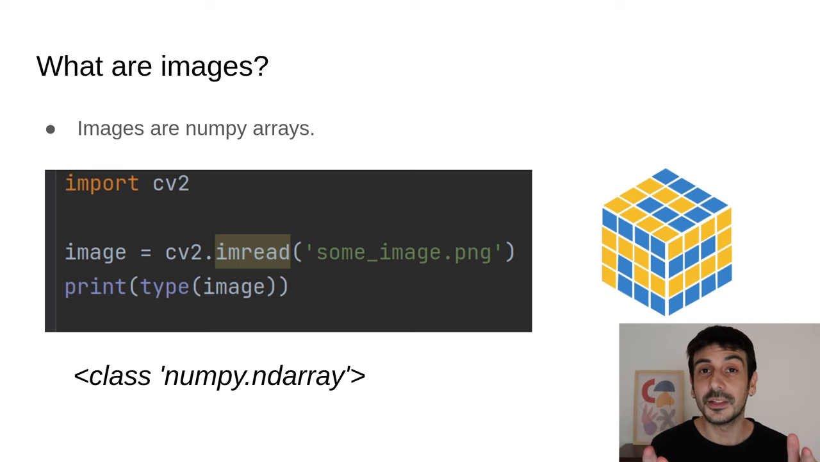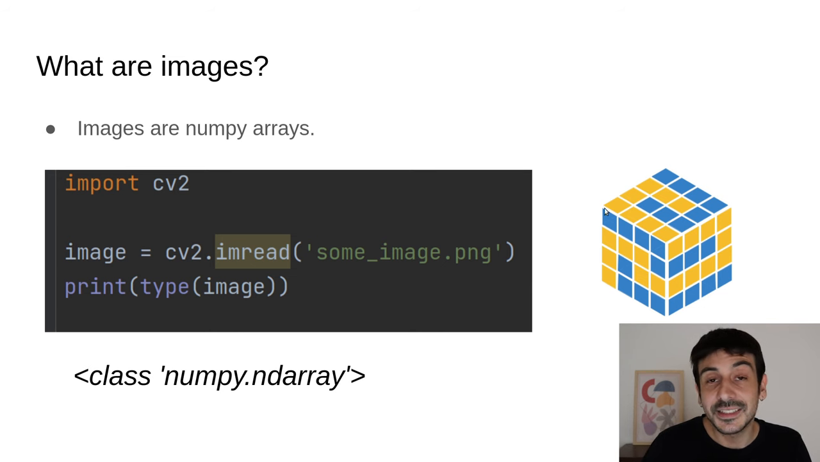If you're familiar with Python, then it's very likely you will be familiar with NumPy. NumPy is a very popular Python package in order to do different types of mathematical operations and numerical calculations. So NumPy is a very popular Python package, and this is the first thing we need to say about what are images in OpenCV. Images are NumPy arrays.